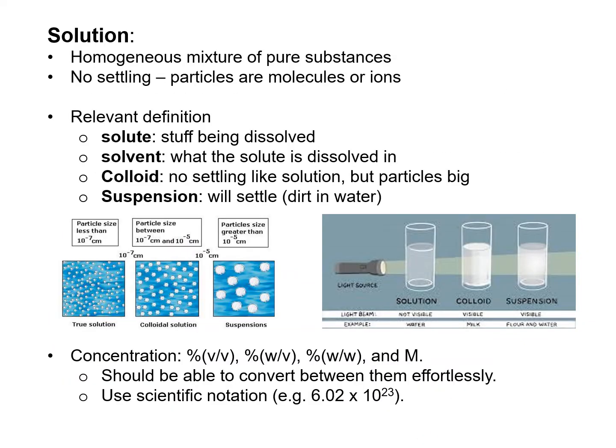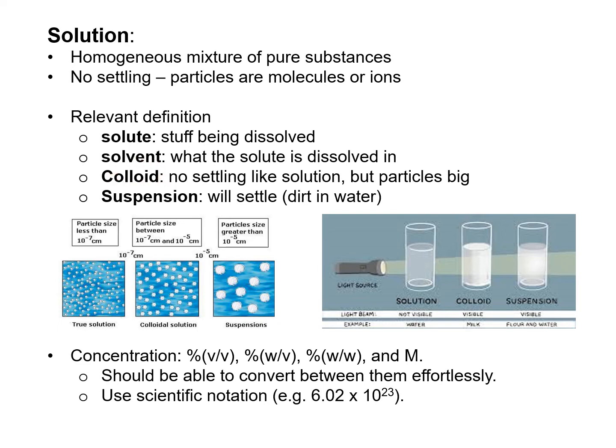The solvent dissolves the solute to make a solution. So the solution is a homogeneous mixture of pure substances, and there should be no settling in a solution at all. The particles that dissolve in the solution are molecules or ions. Here are some relevant definitions. The solute is the stuff that is being dissolved, and the solvent is what the solute is dissolved in.